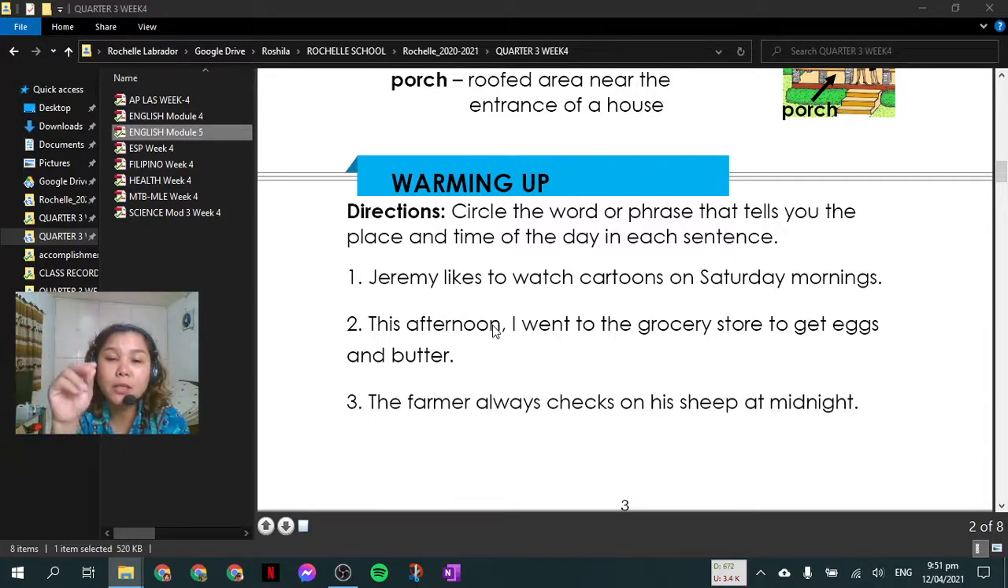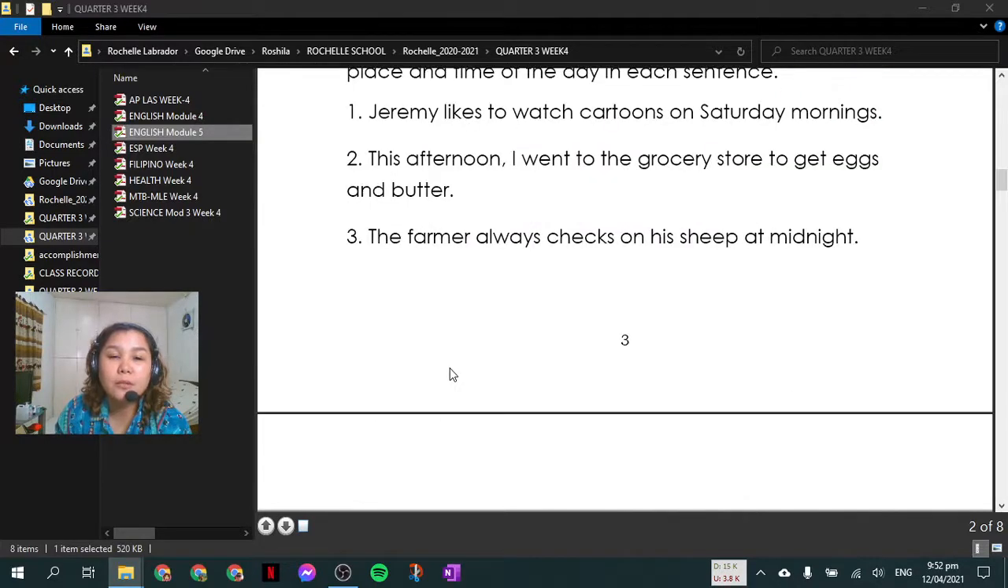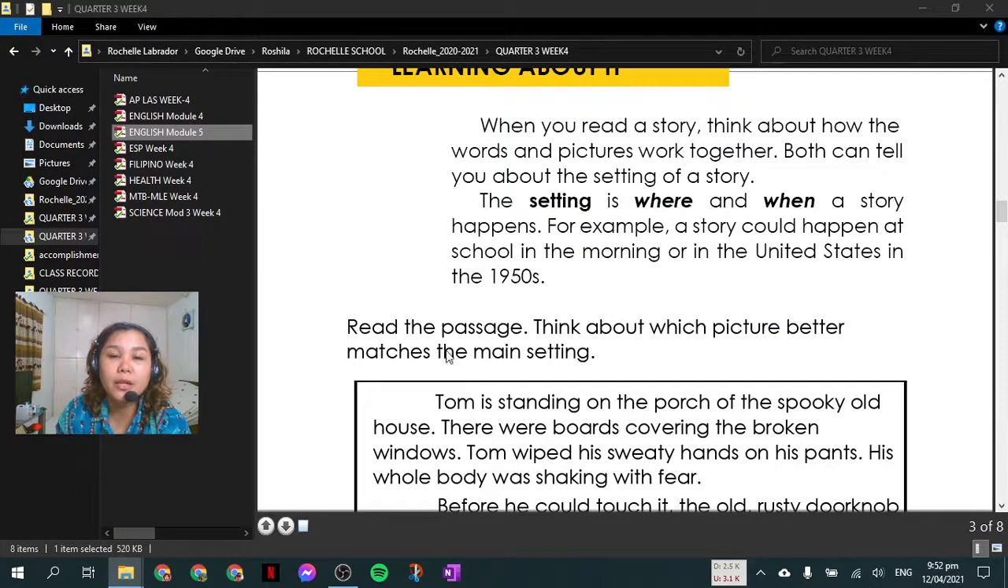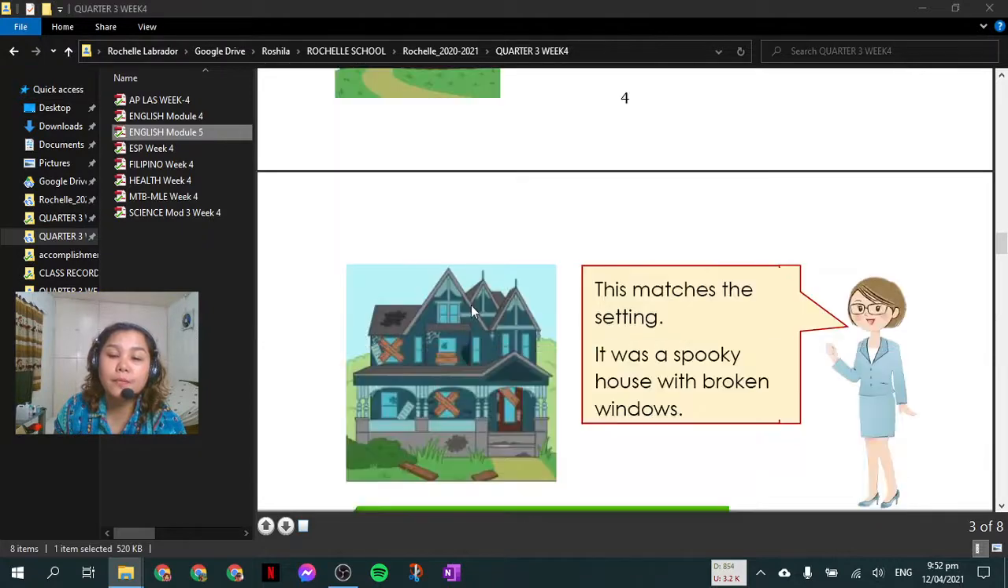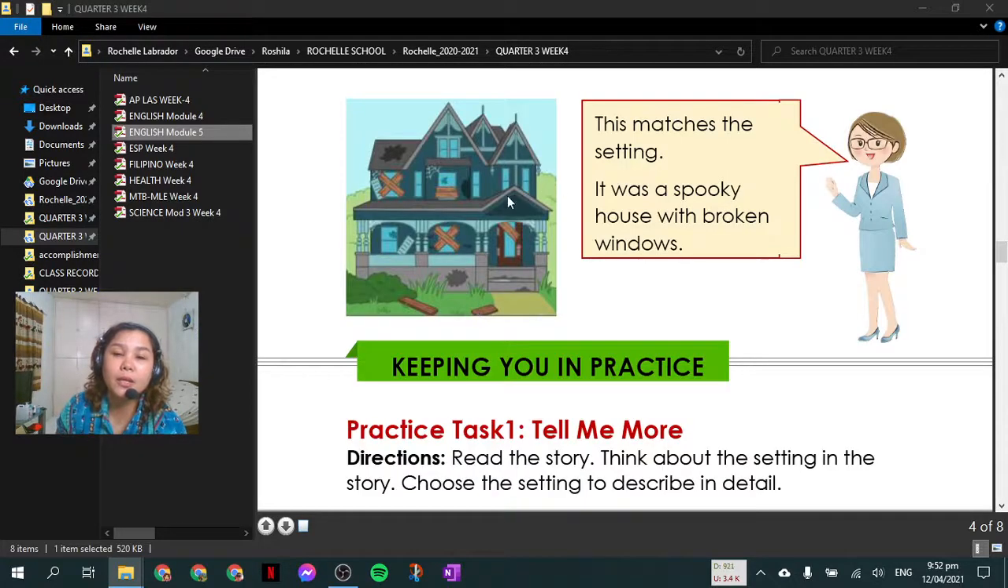One is the place and the other is the time. It can come in one word or phrase that should be encircled. But not everything should be encircled. Don't just encircle the whole sentence to be sure. That's not supposed to be. So, that's numbers 1 to 5. And then, learning about it. So, this is the discussion. Next one. This is about the setting and the time.